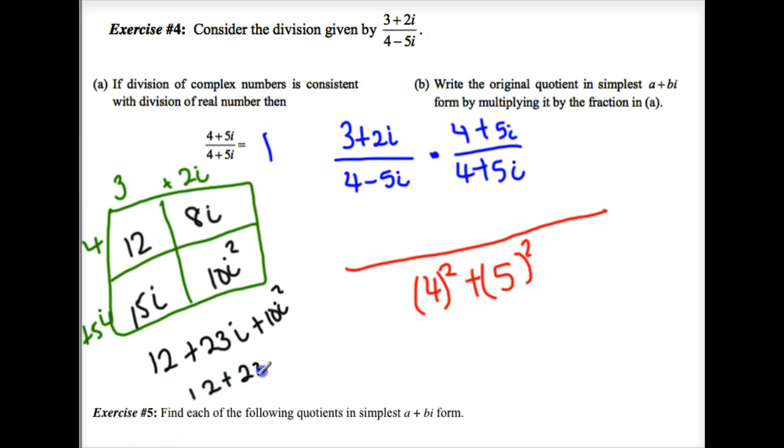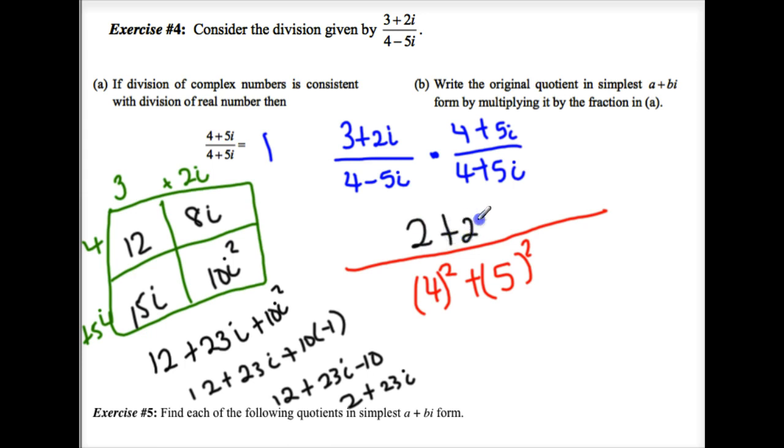We know that i squared is equal to -1, so we're going to replace this: 12 plus 23i plus 10 times -1, and my final replacement will be 12 plus 23i minus 10. Then I combine like terms, the 12 and the -10. So 12 take away 10 would be 2 plus 23i. So my top fraction ends up to be 2 plus 23i.